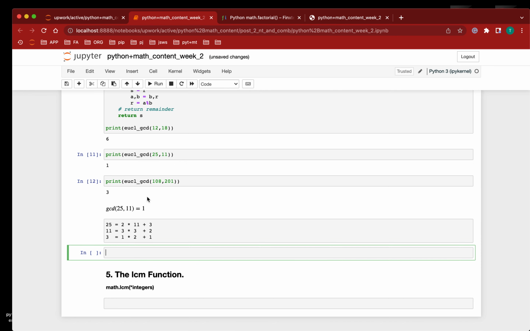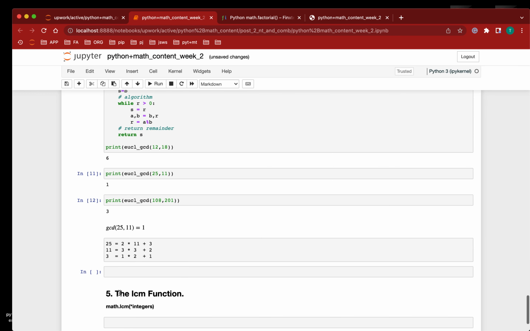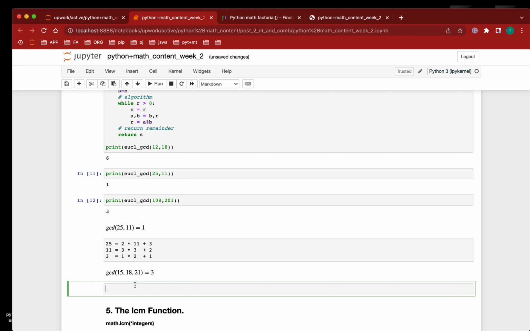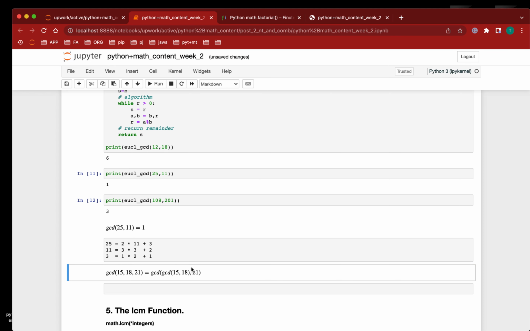Well, the idea is if you want to calculate a GCD of 3 numbers, like so, the idea is to take the GCD of the first 2. So calculate the GCD of the first 2, 15 and 18, and then take the GCD of that with the third number, like so.